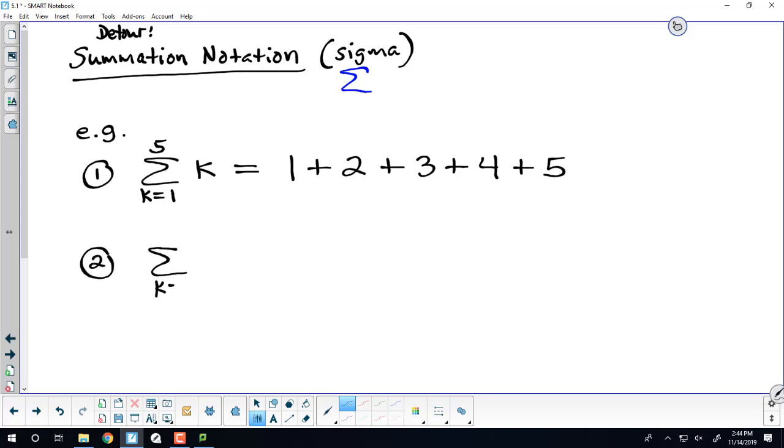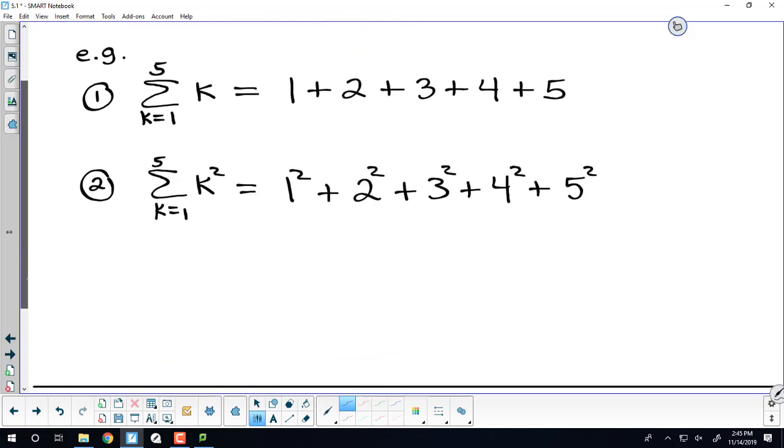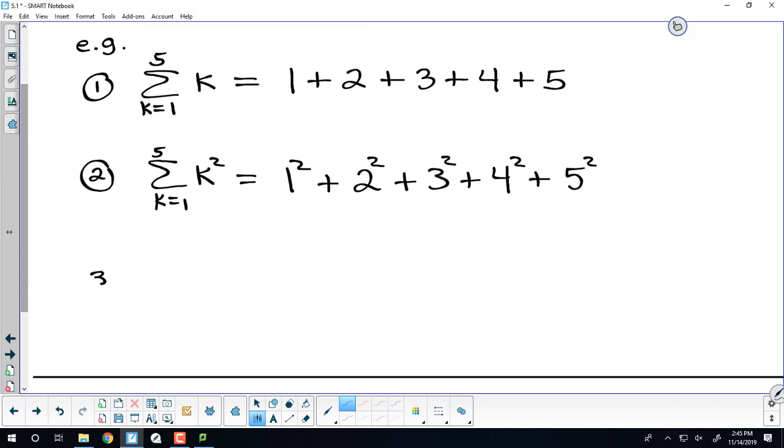If it said sum from k equals 1 to 5 of k squared, then we would just say, well, k is 1, so I have to square that. Then add, so k is 2 squared, and so forth. So that's what we're going to use for shorthand notation. And it can take various forms.